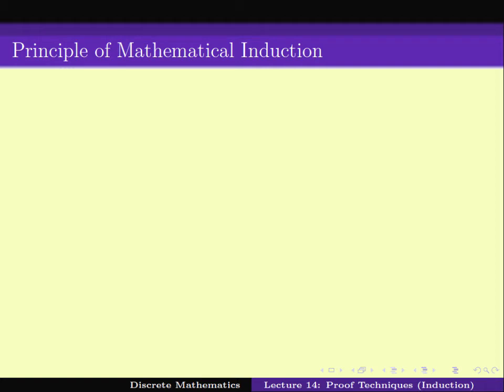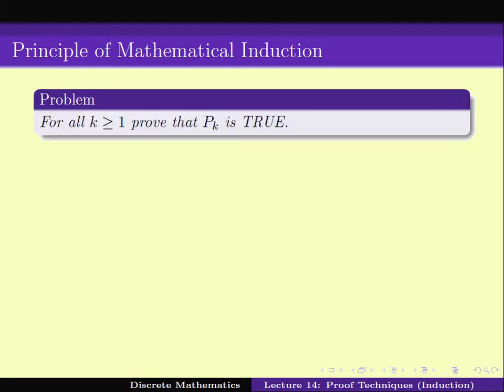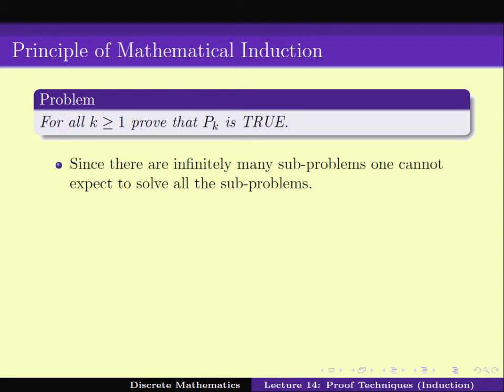Now, what do I do after that? I cannot just go about proving all the different pk's. So, for example, if I have to prove that for all k greater than or equal to 1, pk is true, there are infinitely many subproblems, and one cannot expect to solve all the subproblems. So, how do we go about it?